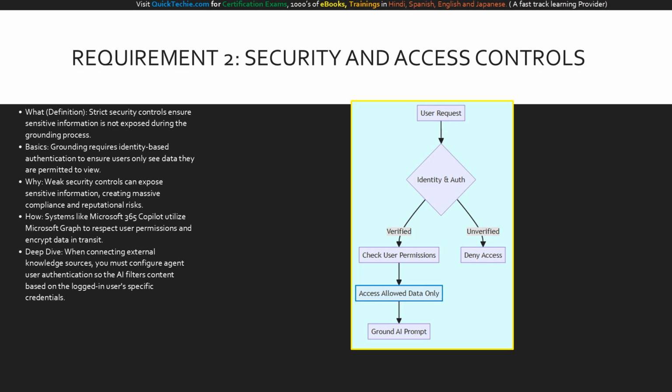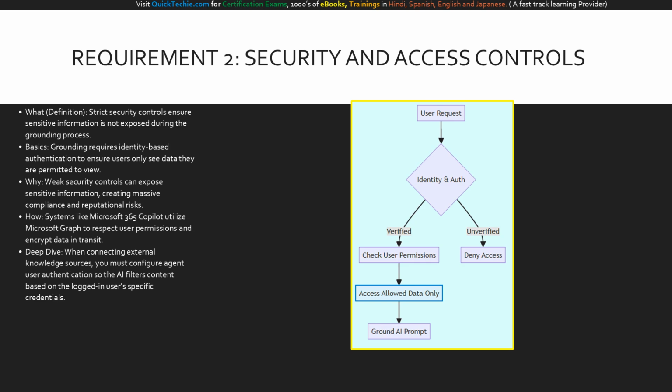Requirement number 2 is security and access controls. High-quality data is useless if it falls into the wrong hands. If security controls are weak, sensitive enterprise information can be exposed, creating massive compliance and reputational risks. When we ground AI, we must implement identity-based authentication. This ensures that when a specific user asks a question, the agent only surfaces content that the specific user has legal permission to access.